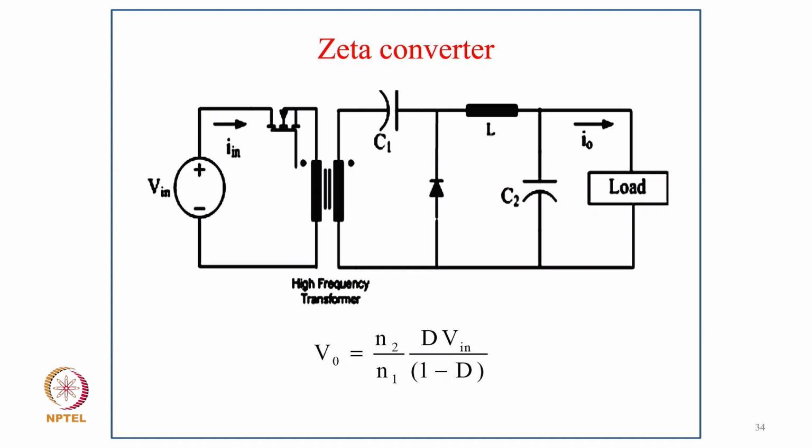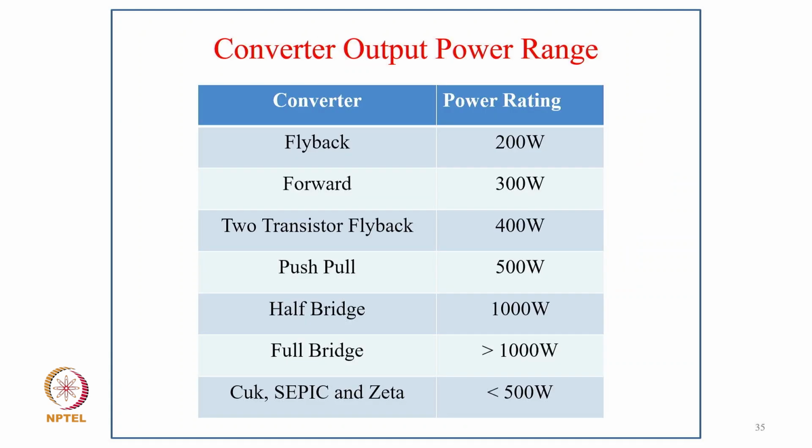Here also the converter is normally designed nearby 0.5 duty cycle, 0.45 to 0.55 duty cycle, to take full advantage of the square wave operation of the transformer, the ideal operation of the transformer. So of course these are the normal ratings.